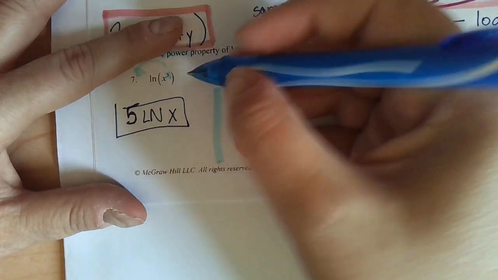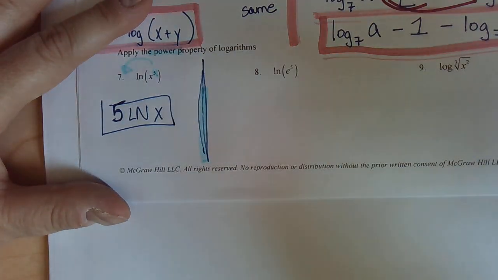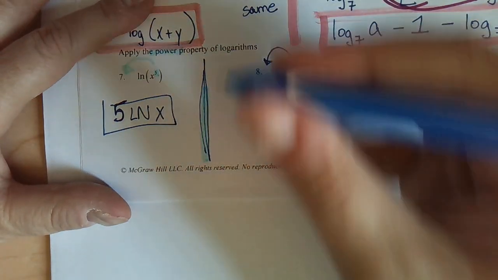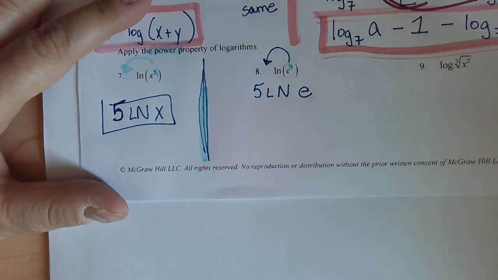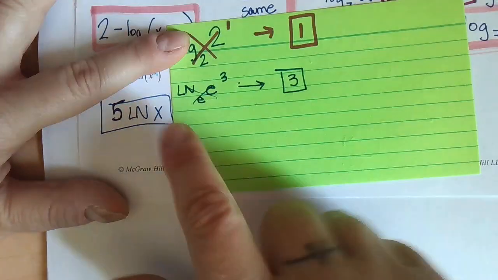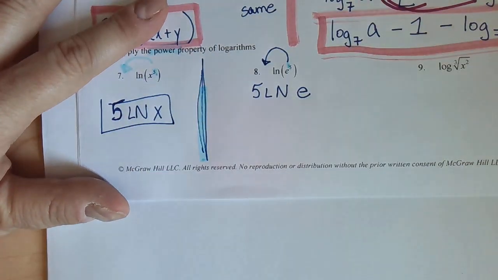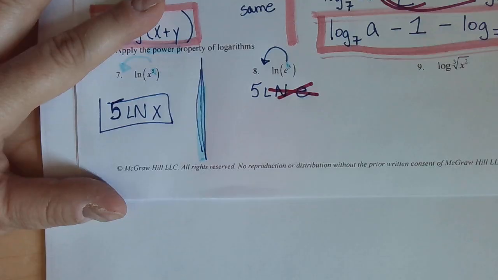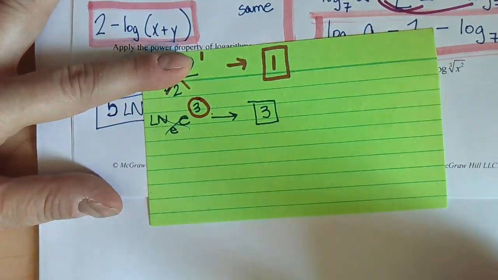Okay, so let's go to number 8. That's just showing you we're on the next problem. All right, so find the power. 5, bring it down. And we get 5 ln e. But hey, anytime you have ln e, they cancel. So this ln e cancels. And it cancels to whatever the exponent is.